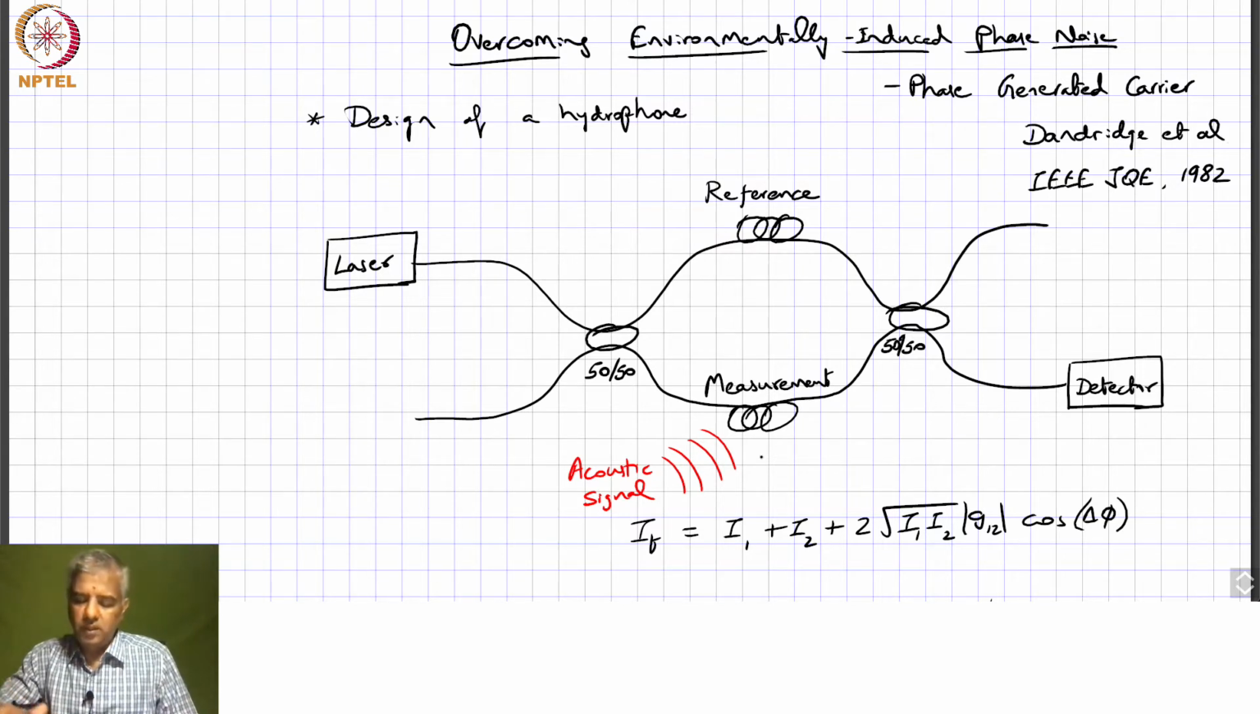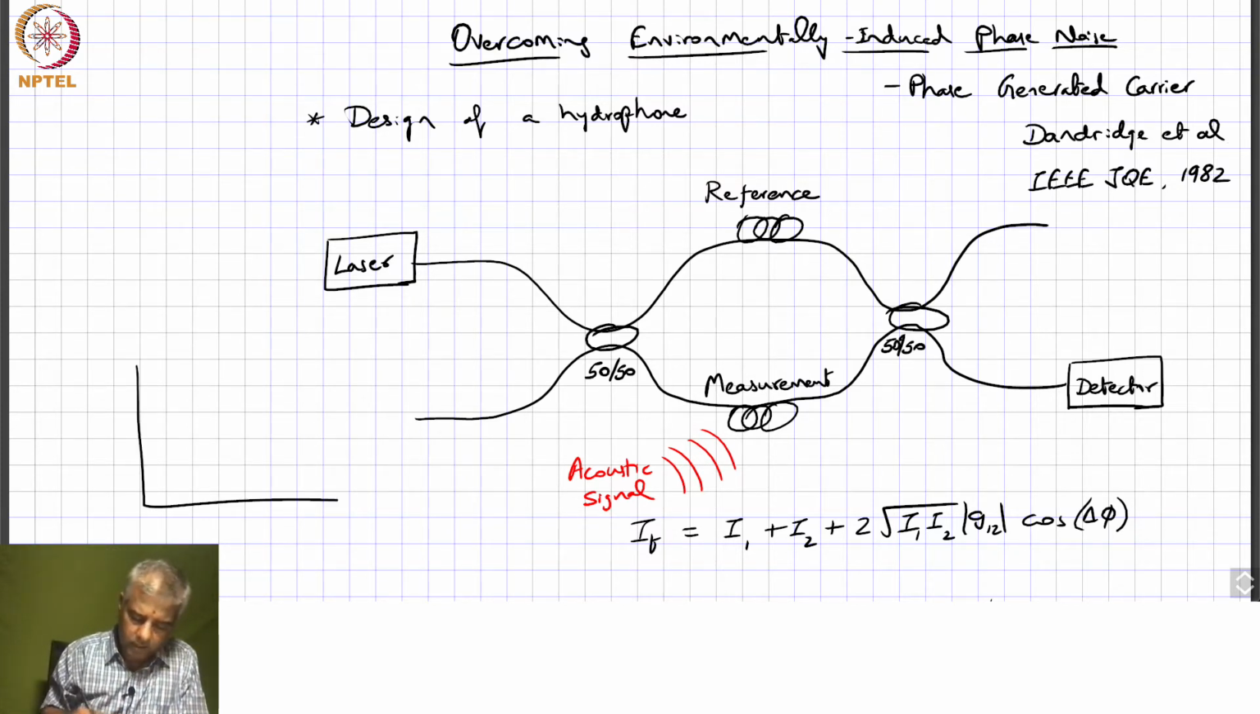So, what is the typical challenge in this? Well, the challenge is that you are trying to pick up this acoustic signal. The acoustic signal by itself, let's say we are plotting the phase as a function of time, might be something like this.